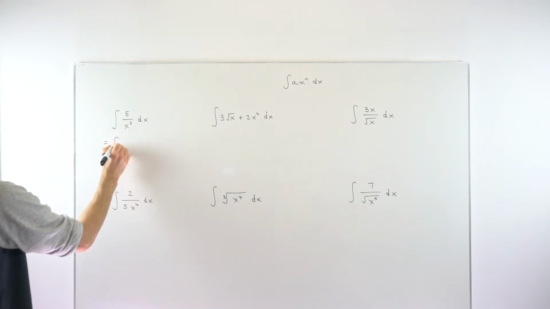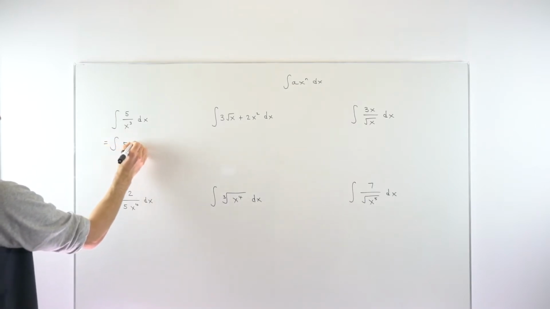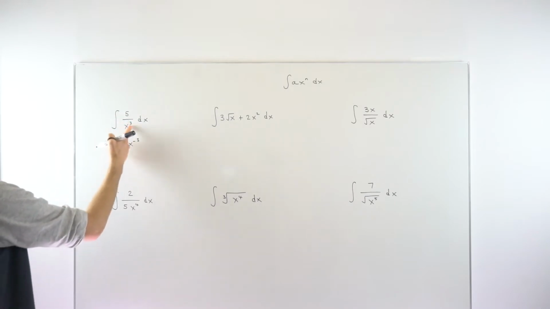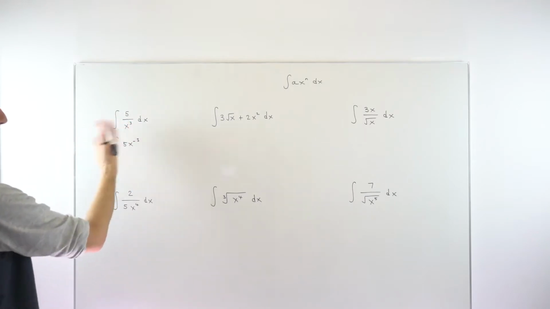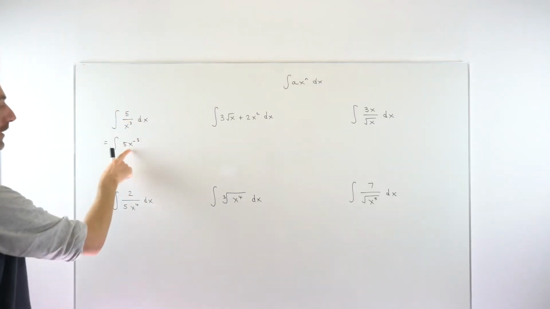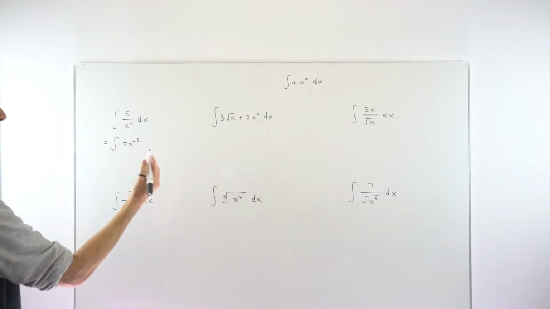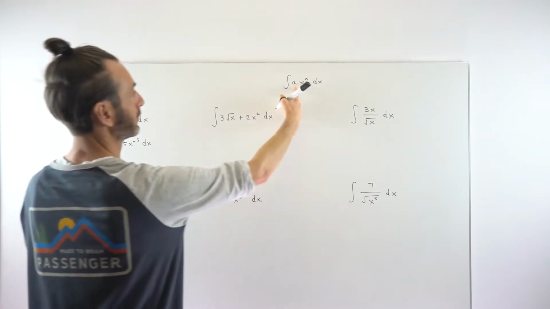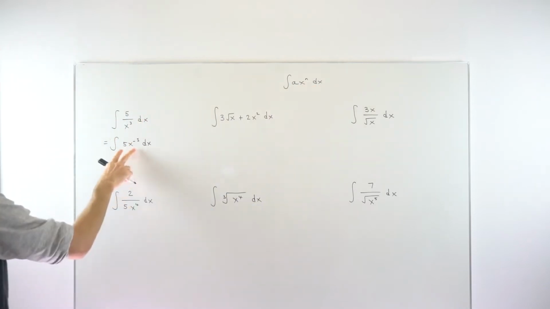So this will become the integral of 5x to the power of minus 3, because when you bring a term to the top of a fraction, the power, the exponent changes from a positive to a negative, or from a negative to a positive. So this here and this here are the same thing, just written in a different form according to those exponent rules. But this is now in the correct format for integration, so we can go ahead and integrate.